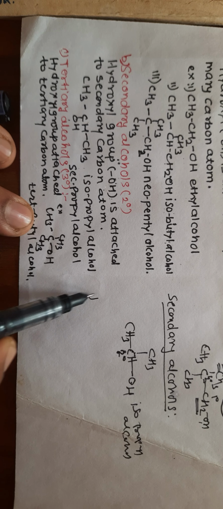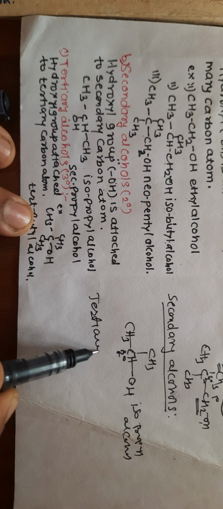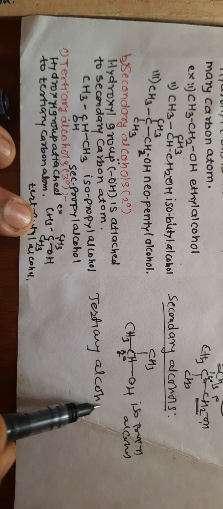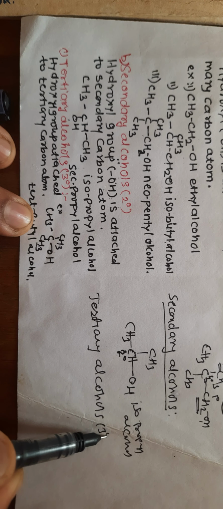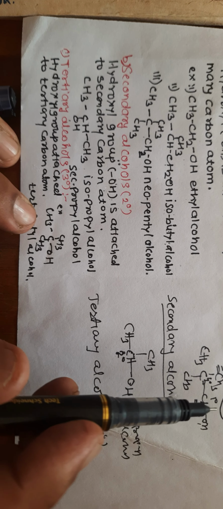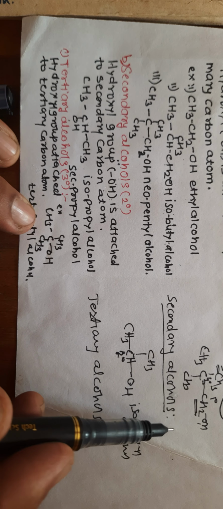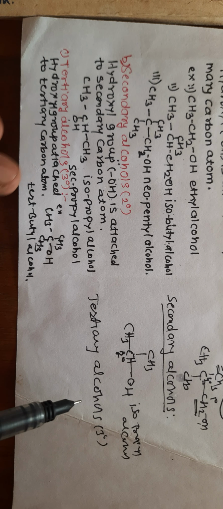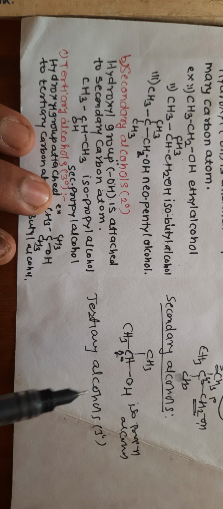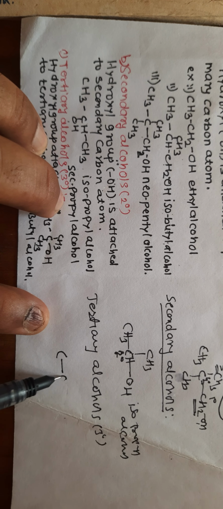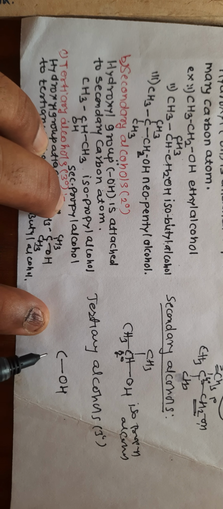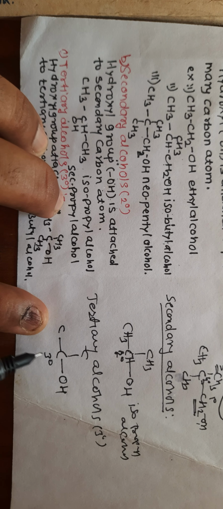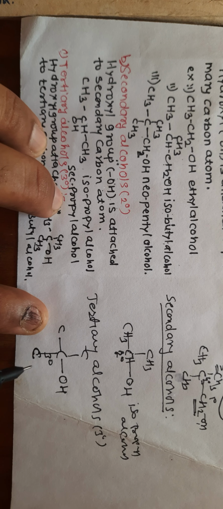Then the third type is tertiary alcohols. Primary alcohols are denoted by 1 degree, secondary alcohols by 2 degree, and tertiary alcohols by 3 degree. In tertiary alcohols, the OH group is attached to a tertiary, 3 degree carbon atom. 3 degree means it is attached to another 3 carbon atoms, like this.